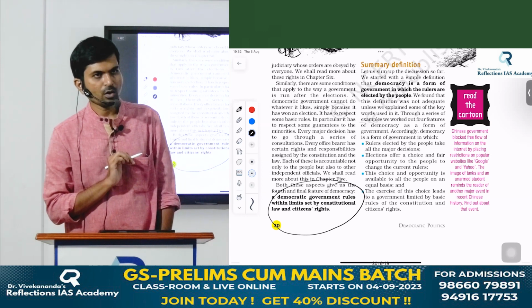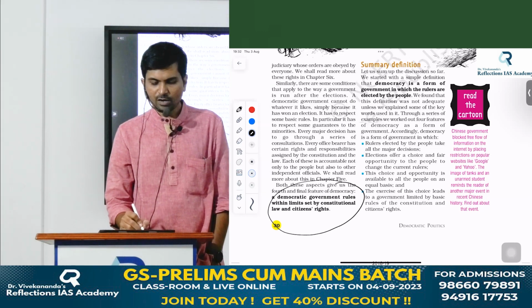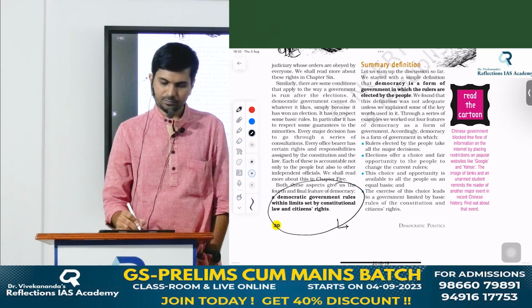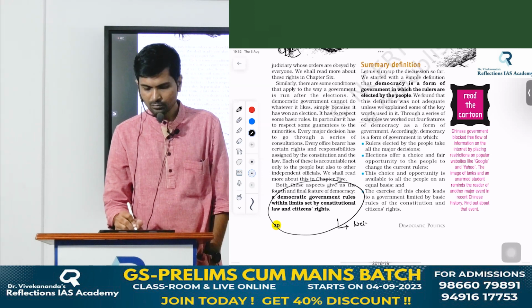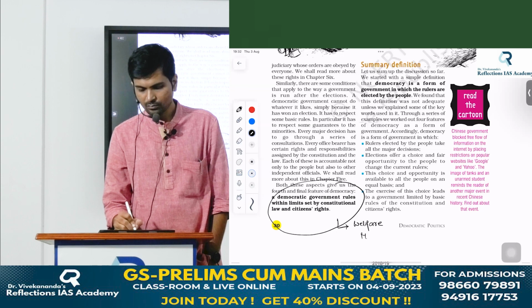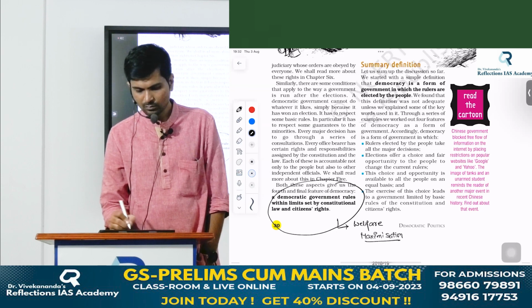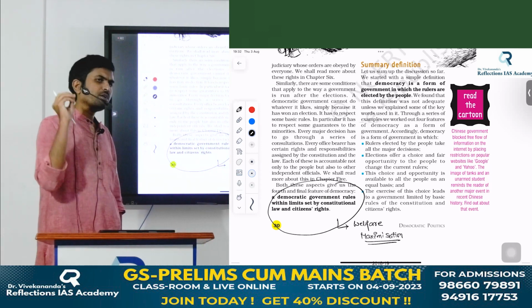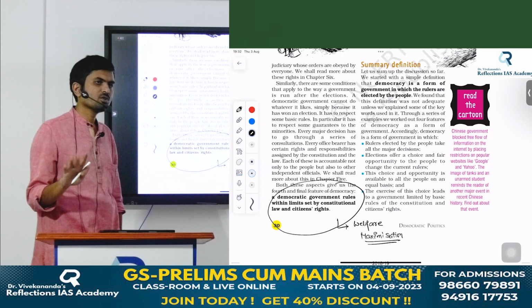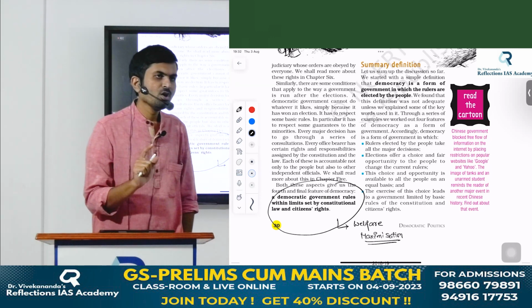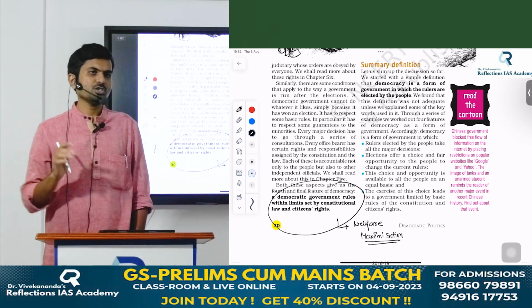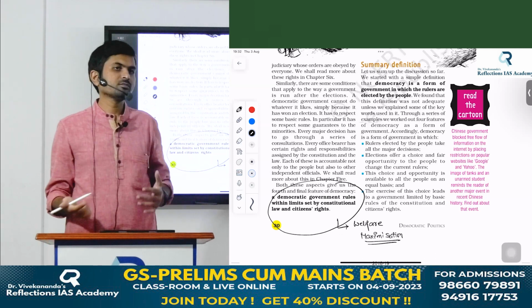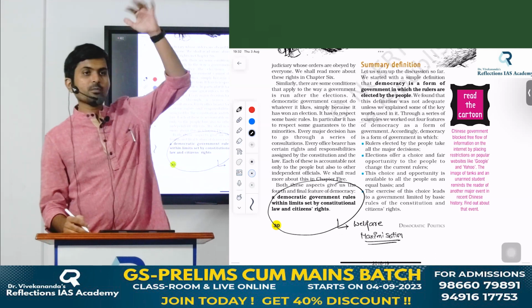Okay, I hope you understand. See, there is one mantra for government. What is that mantra? Welfare maximization. You sleep, you eat, you drink, whatever government is doing, it has one mantra. What is that mantra? Welfare maximization. What is maximization? There is no upper limit.